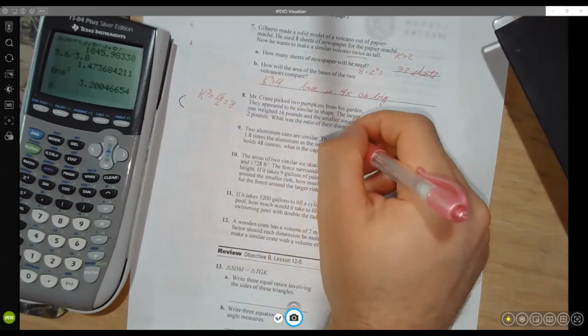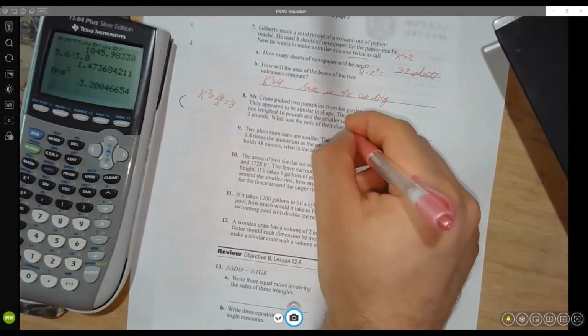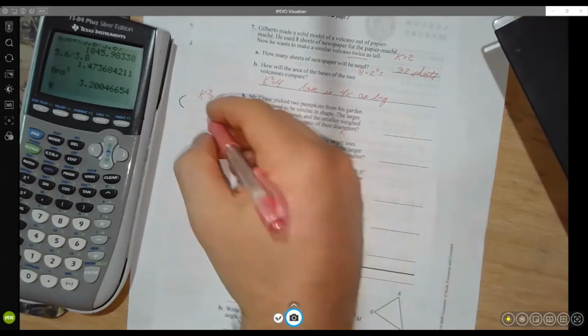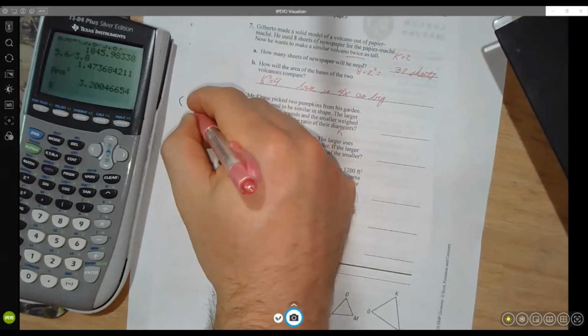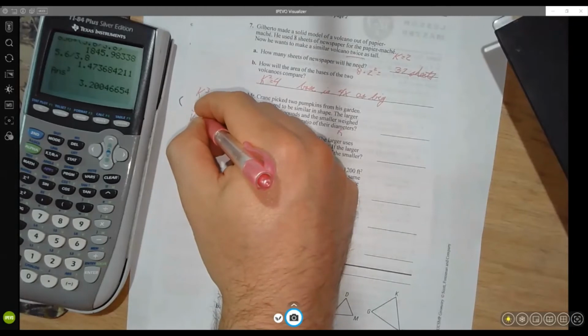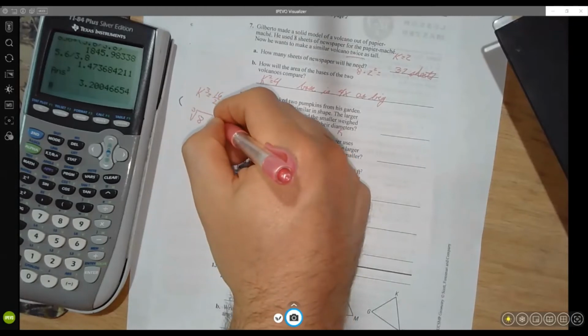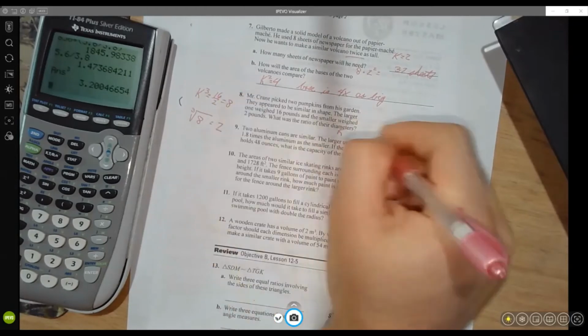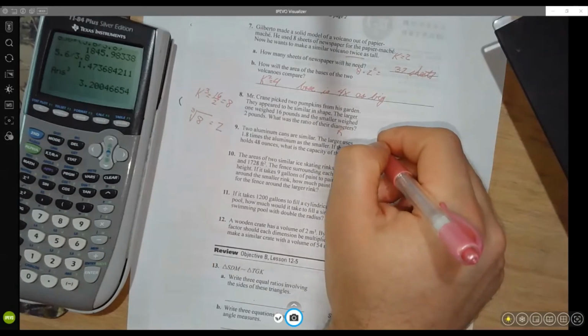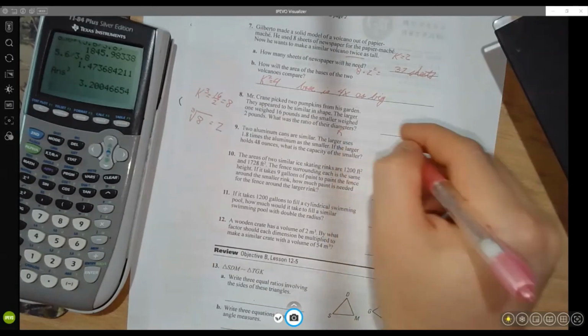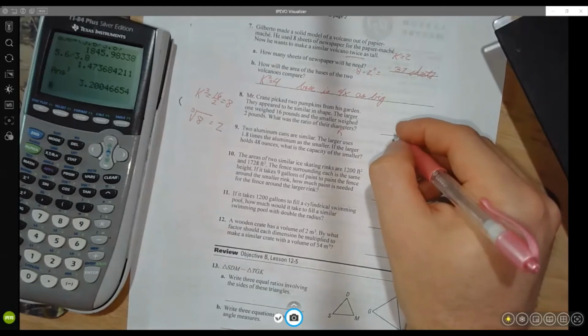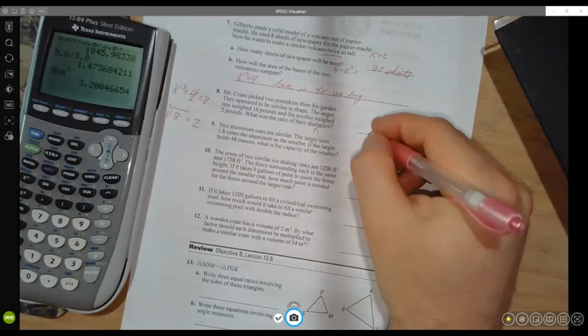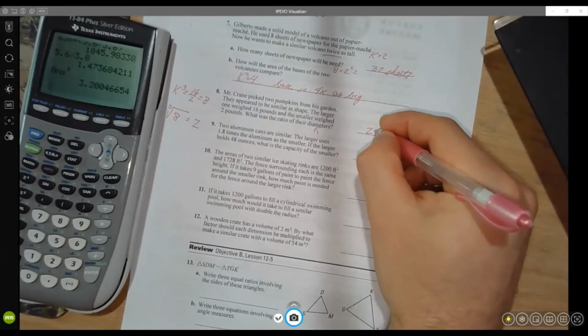And we want to know the ratio of their diameters. That's K, right? So we've got to take the cube root of 8, which is 2. So the larger pumpkin will have twice the diameter. So the ratio is 2 to 1.